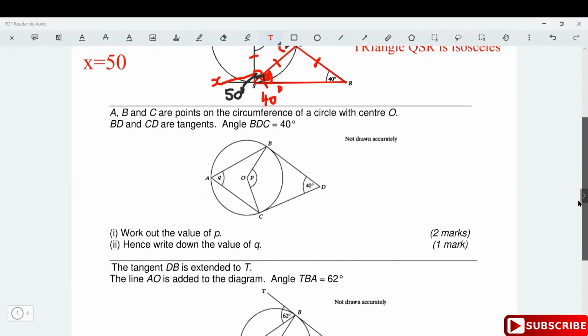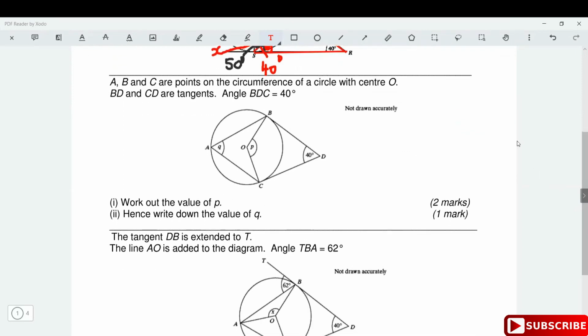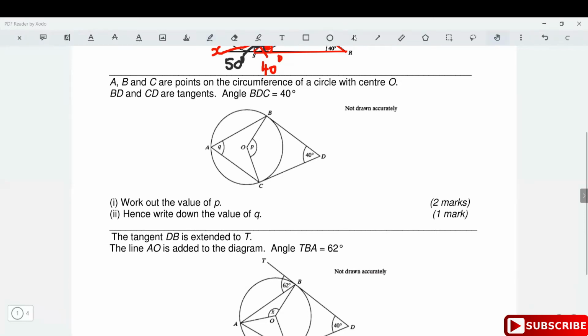The next one says A, B, and C are points on the circumference of a circle with center O. It says BD and CD are tangents. It says angle BDC is 40. Work out the value of P. Now, two tangents and two radii will always form a cyclic quadrilateral. You have to remember that.